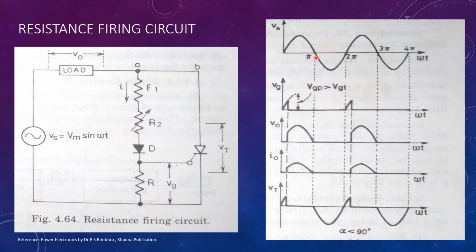After omega t equal to pi, source voltage has reversed. Since the source voltage has reversed, it will reverse bias the thyristor. Since the thyristor is reverse biased, the SCR will turn off and the entire source voltage will appear across the thyristor. Since the thyristor acts like an open switch, the load current is 0 and the load voltage is 0. After omega t equal to 2 pi, the cycle repeats. Diode D ensures that during negative half cycle, no current flows through the current control circuit.